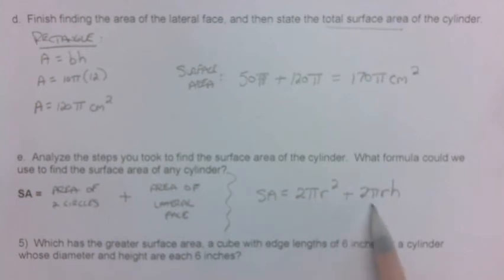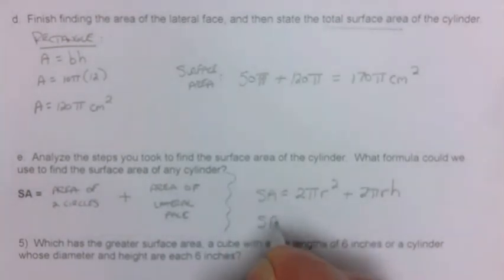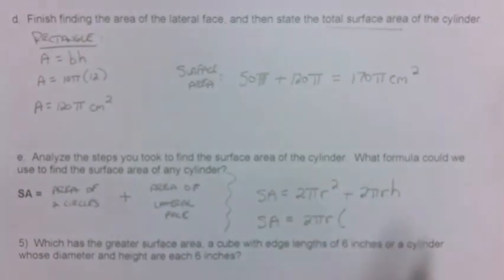I can write this in a different way as well. Notice that both parts of this equation use 2 pi r. So if I factor that out, I can also say that surface area equals 2 pi r times, well, 2 pi r squared divided by 2 pi r leaves us with just r, plus 2 pi r h divided by 2 pi r leaves us with just h. So doing 2 pi r times r plus h will also get you the surface area of any cylinder. So either one of these two formulas would be acceptable to find the surface area of a cylinder.